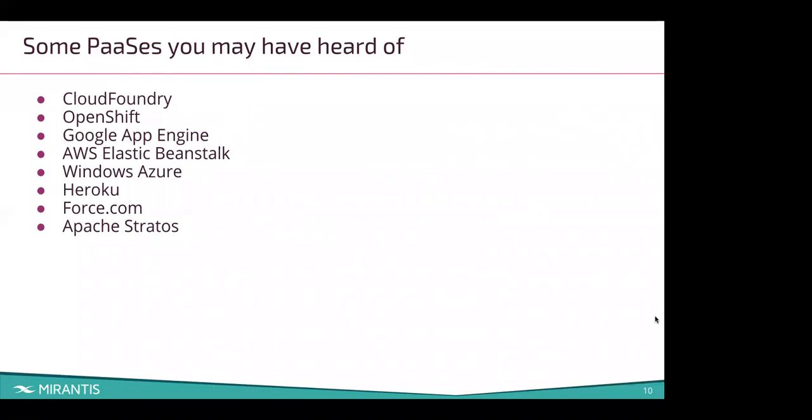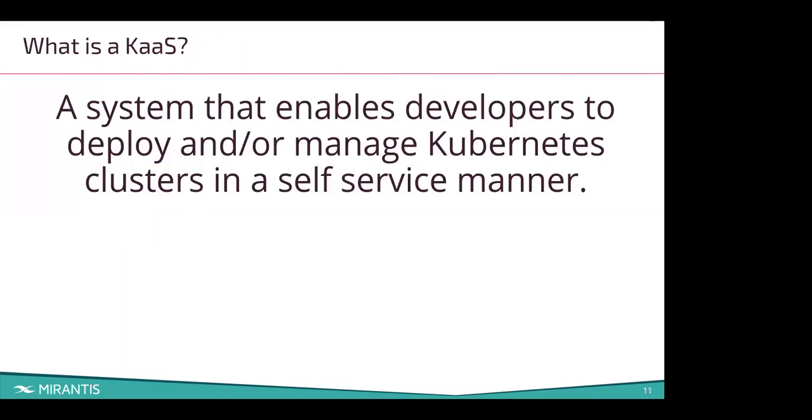So some PaaSes that you may have heard of, making it a little bit more concrete. Cloud Foundry in many ways is kind of the grand old man of PaaSes, or at least PaaSes that are around today. And today a lot of people are using OpenShift. In the public cloud, you've got Google and Amazon and Microsoft. They all have their entries. And of course, there's Heroku and Force.com. You've got Stratos and other open source projects. So there's a lot of them out there. Next slide, please.